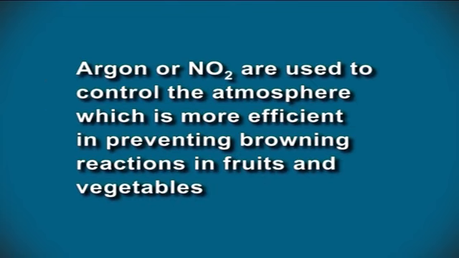Now, argon or NO2 are used to control the atmosphere, which is more efficient in preventing the browning reaction in fruits and vegetables.